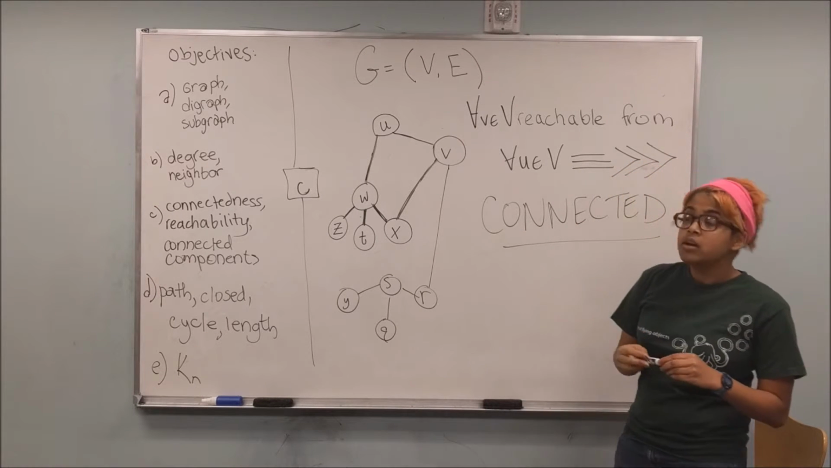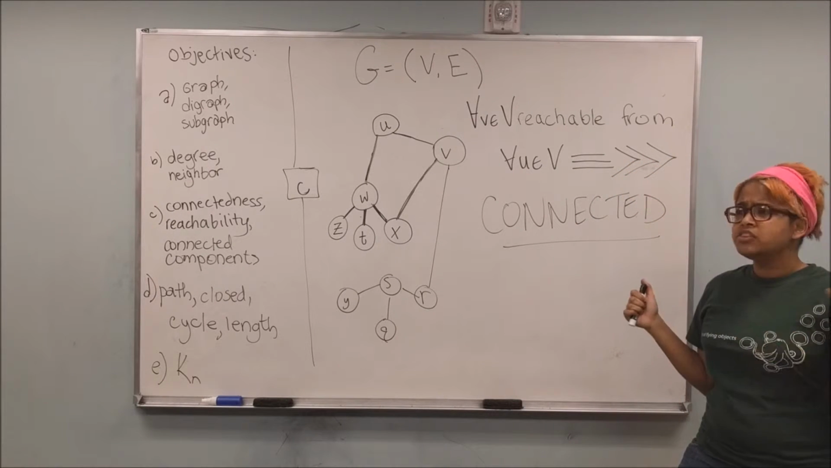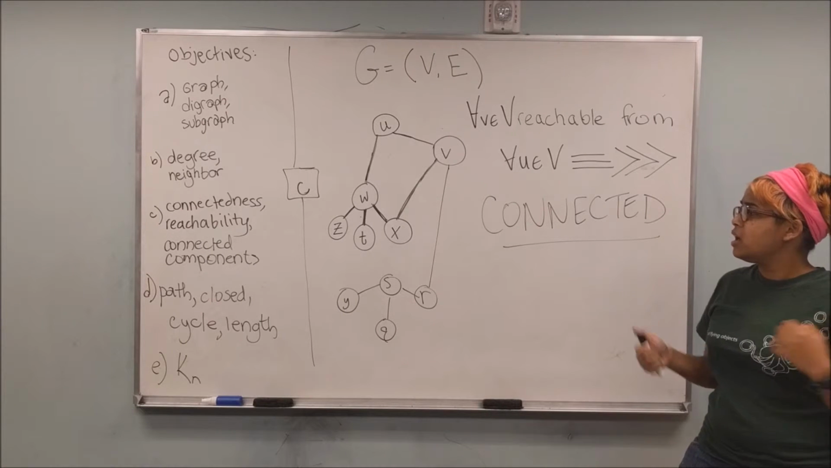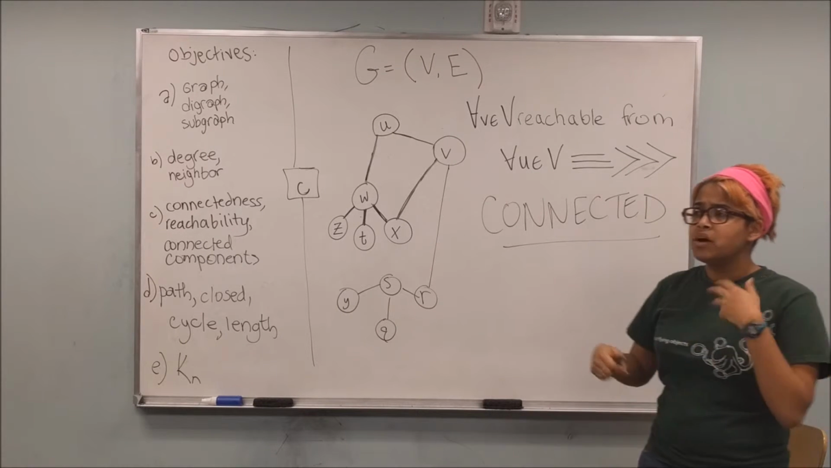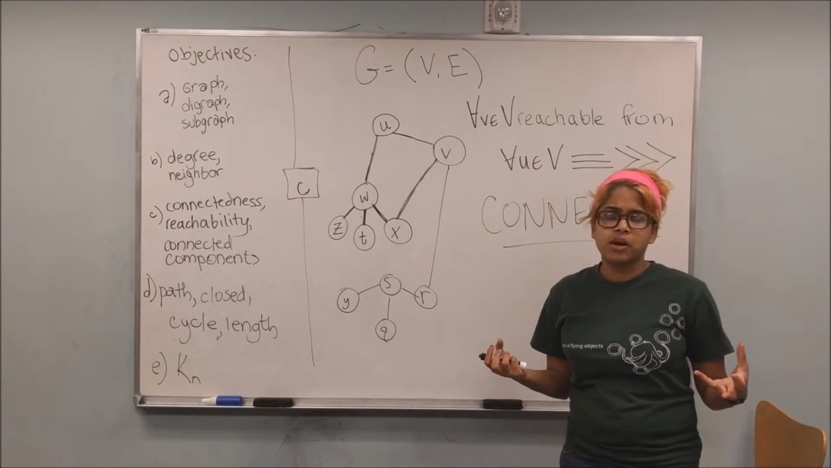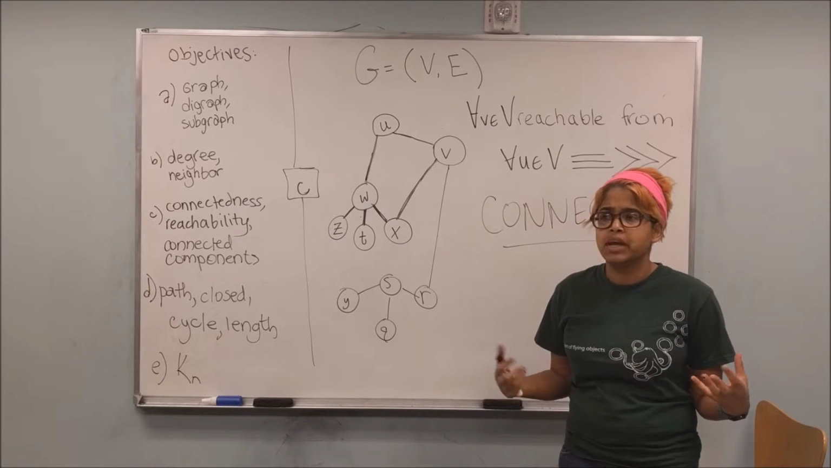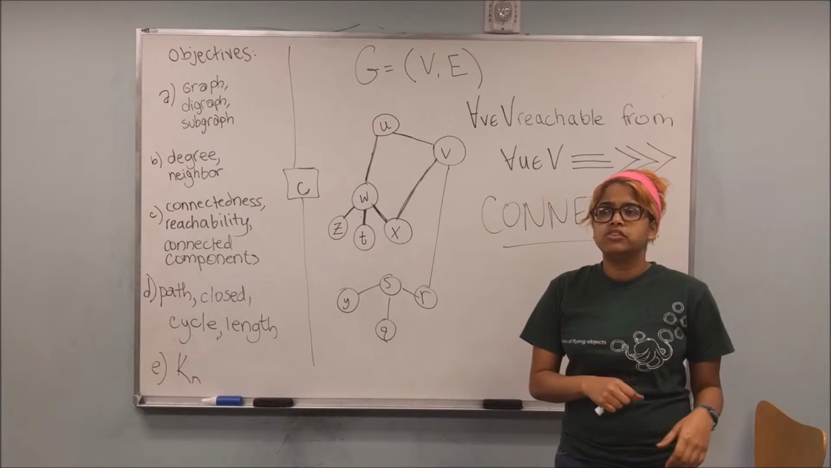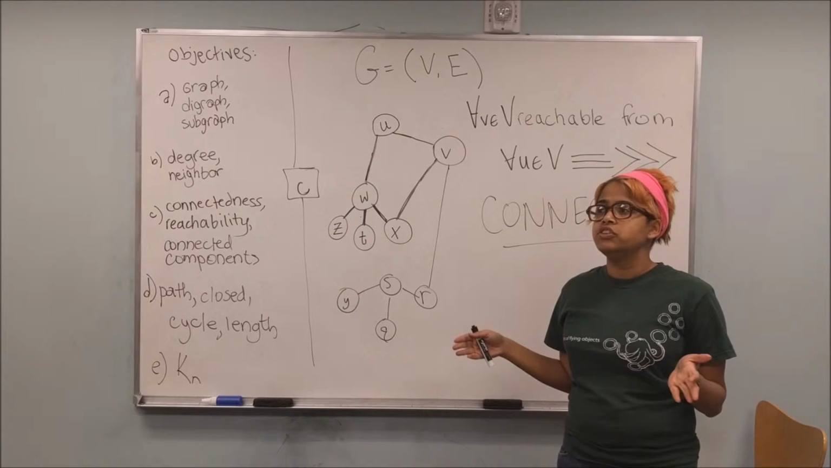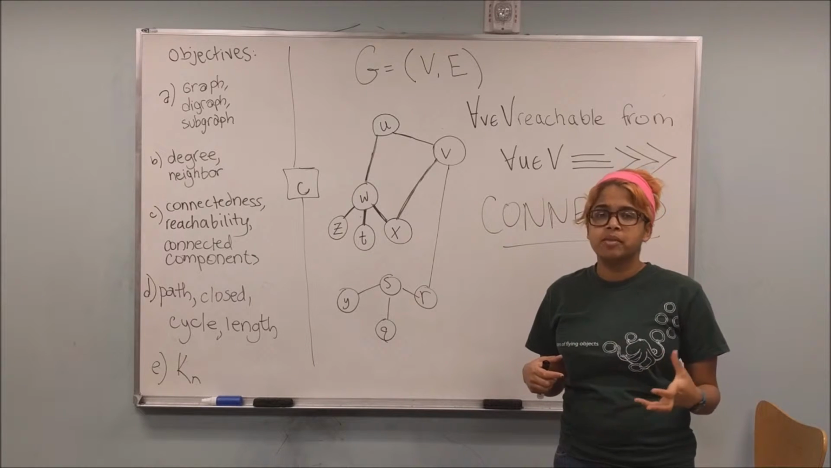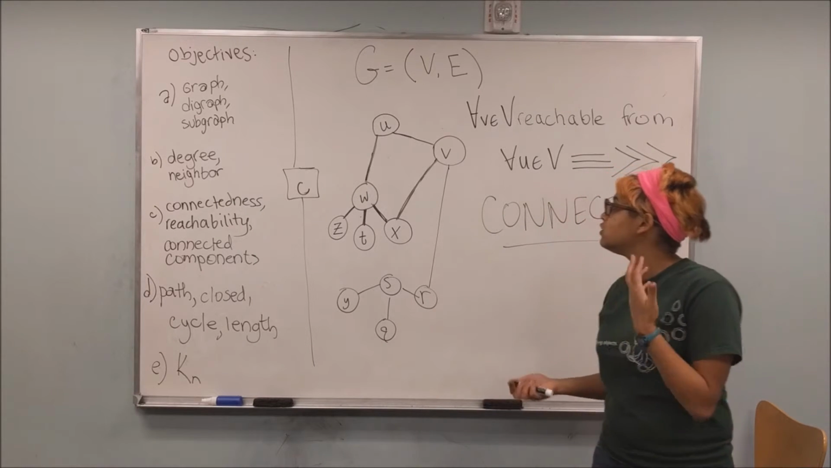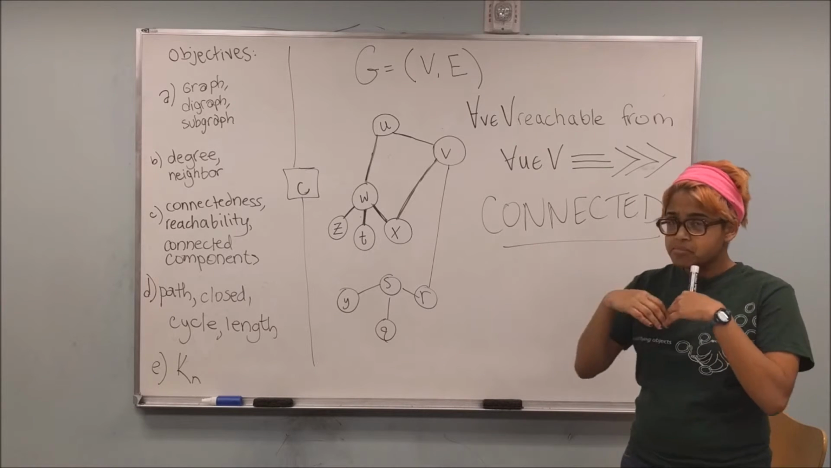So this graph is connected because it doesn't matter what vertex you say is your start point and what vertex you say is your end point, because there's always going to be some sequence of edges that you can follow in order to go from that first vertex to that final vertex, which means that it's connected.